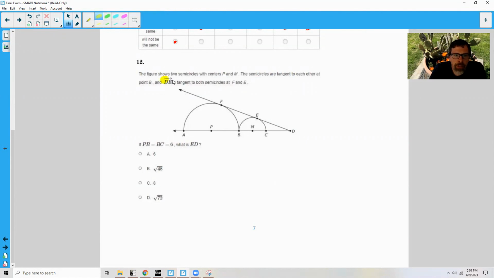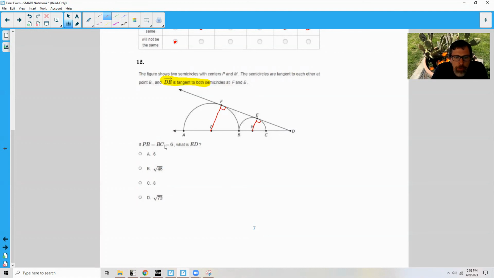Okay, that right there saying that they are tangent tells me that these are points of tangency, and I can draw a radius from P up to F and from M up to E and form right angles because at points of tangency, radii are perpendicular to the tangent line at the point of tangency. All right, so that I just got from right there.